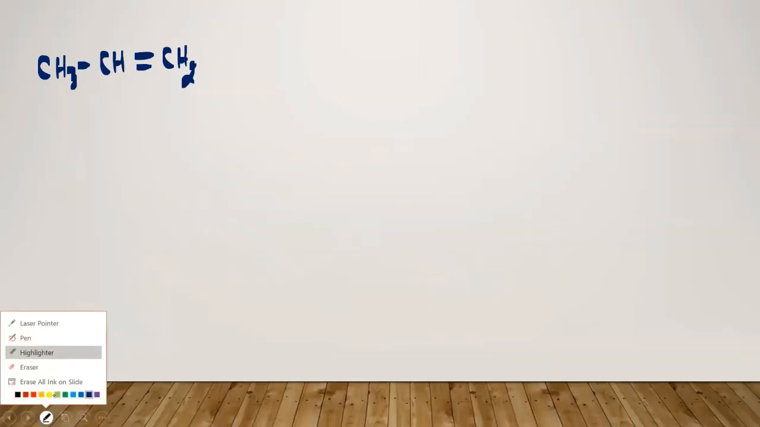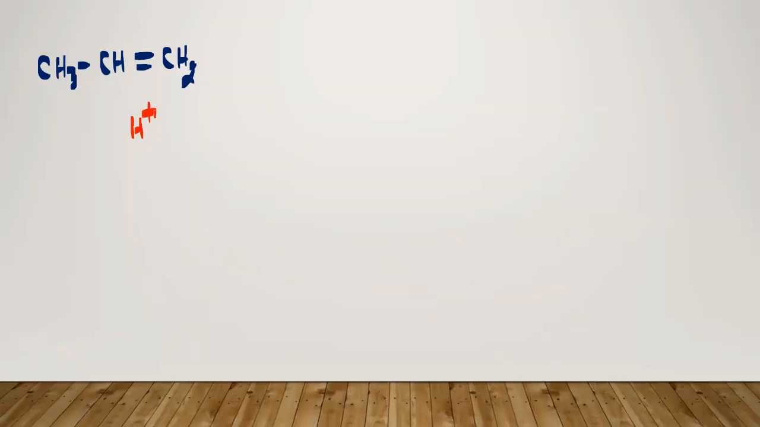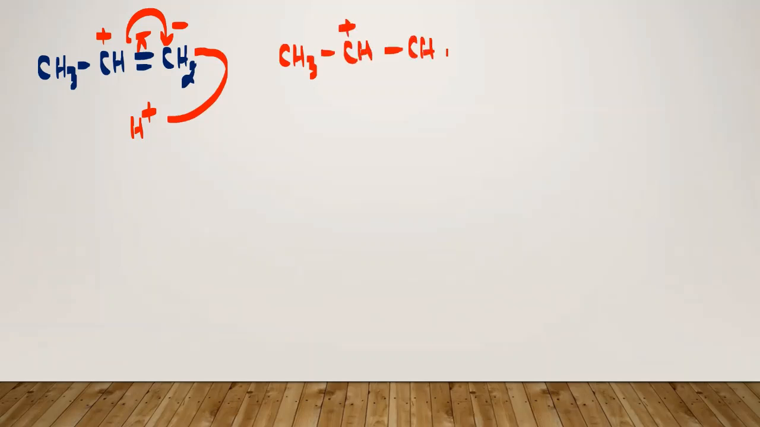CH3, CH, double bond, CH2. So this is the molecule right out here. First of all, I will add H plus here, because at the end of the day in acid catalyzed hydration, we are adding H plus and OH minus. So first of all, I will shift this pi bond here, plus and minus. Then this will go right out here, and I'll be getting here CH3, CH plus, and here CH3.